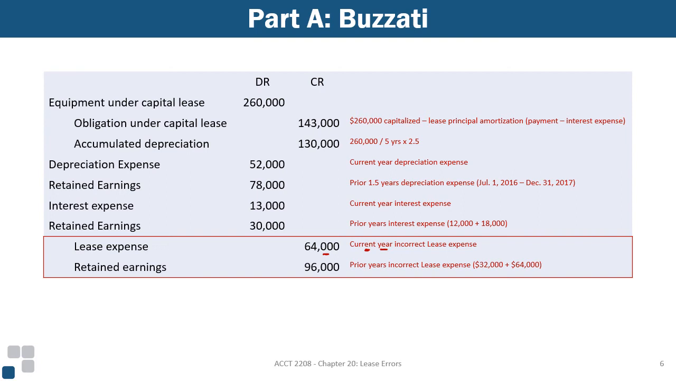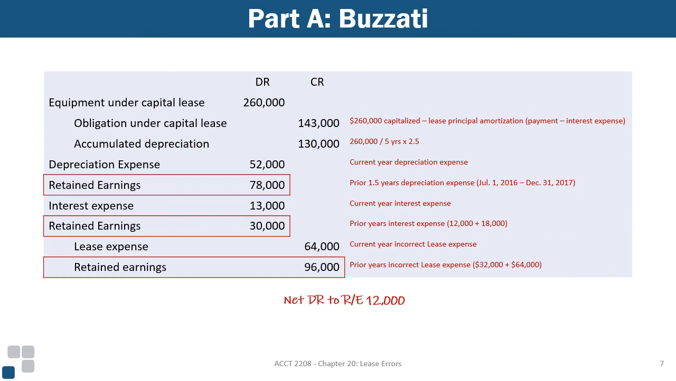Credit lease expense for 64,000 to reverse the current year incorrect lease expense, and we can do that because the books are still open. But we also have 32,000 in 2016 and 64,000 for 2017 that was expensed in prior years. So we have to credit retained earnings for $96,000, and that cleans up the incorrect lease expense amounts.